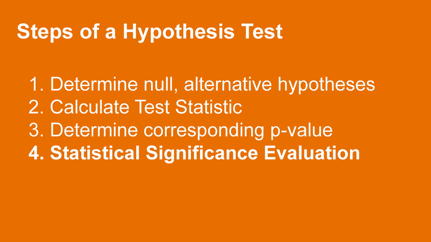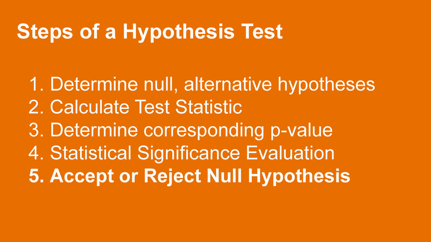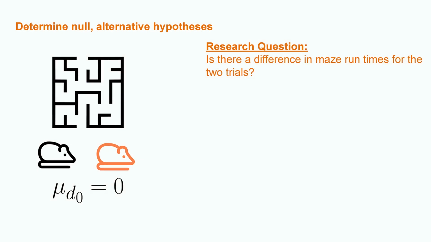In step 4, the p-value calculated at stage 3 is compared to a threshold of statistical significance, which is determined at the beginning of the problem. Finally, in the last step, we accept or reject the null hypothesis based on the threshold of statistical significance. Let's go through these steps one at a time in the context of our example problem to see how it all fits together. In our first step, we have to determine our null and alternative hypotheses based on a research question.